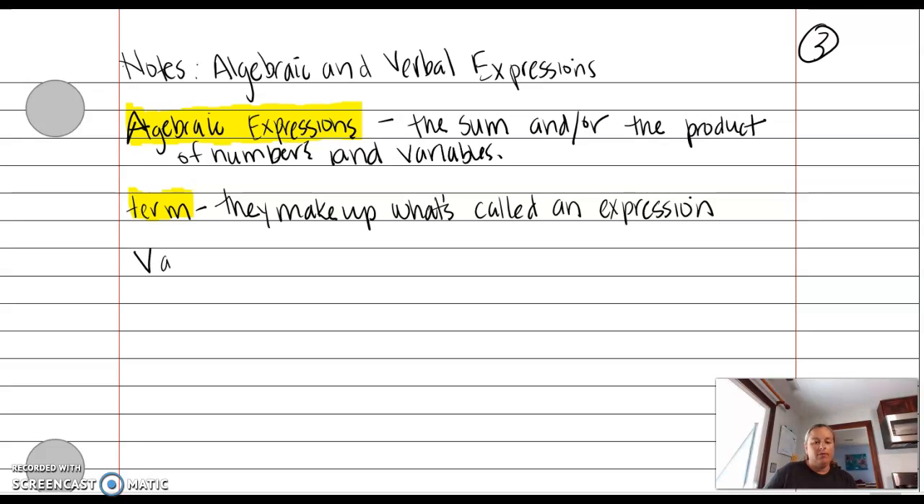Next one is a variable. It's a letter or symbol that takes the place of things that change.